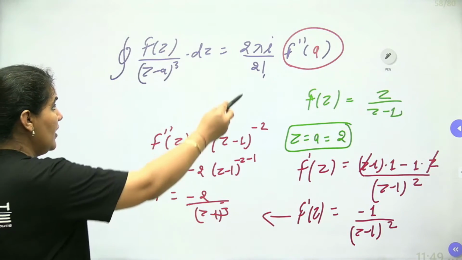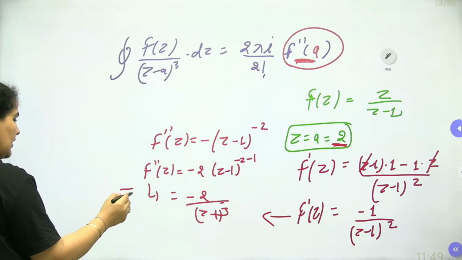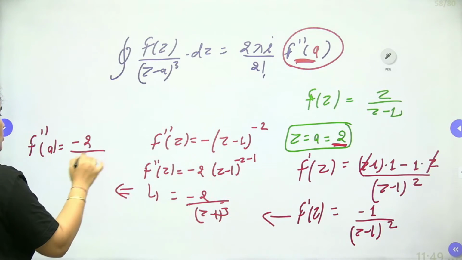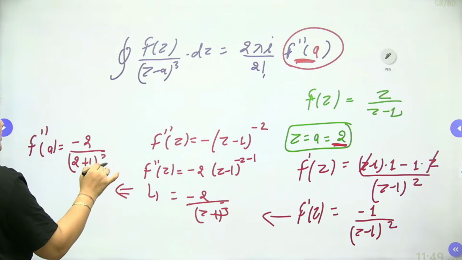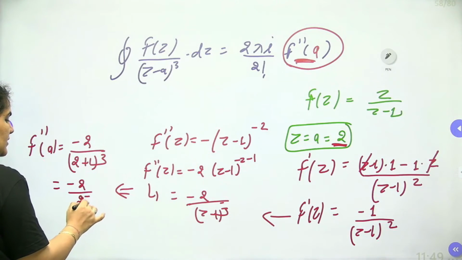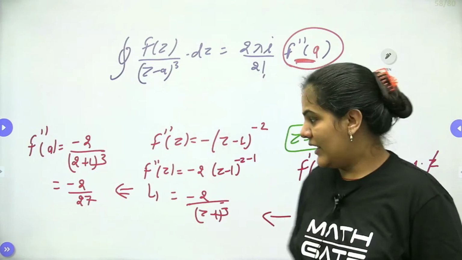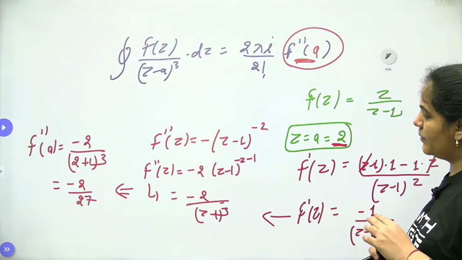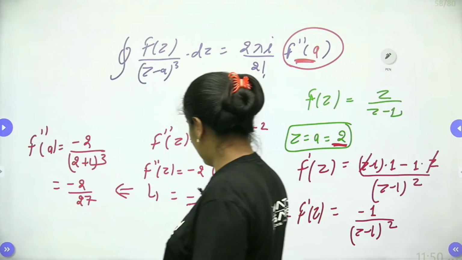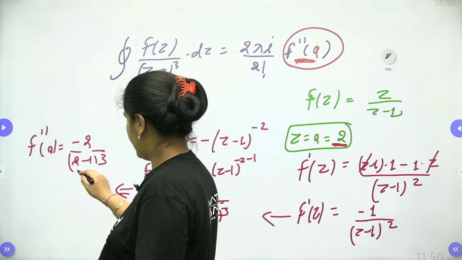We have to find the value of f double dash a. What is a? a equals 2. Let's find the value of f double dash a. It will be minus 2 by (2 plus 1) whole cube, it will be minus 2 by 3 whole cube, it means minus 2 by 27, guys. Yes, exactly. But it's not 2 plus 1, it's z minus 1. So it will be 2 minus 1, guys, right?